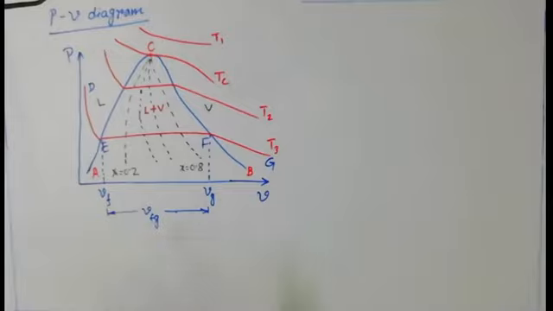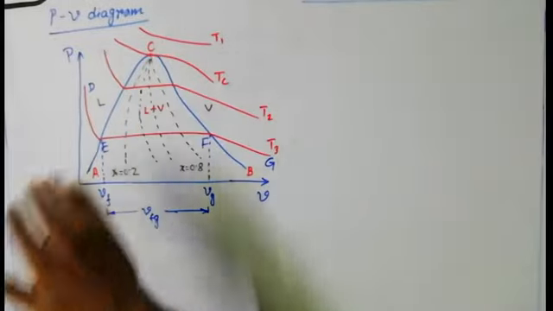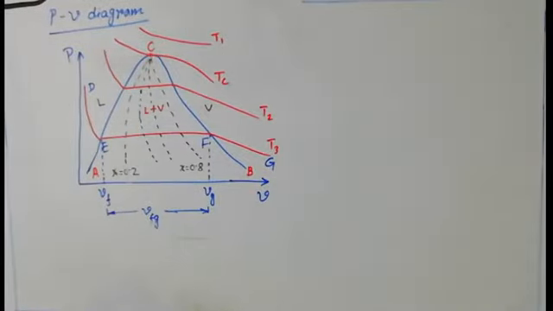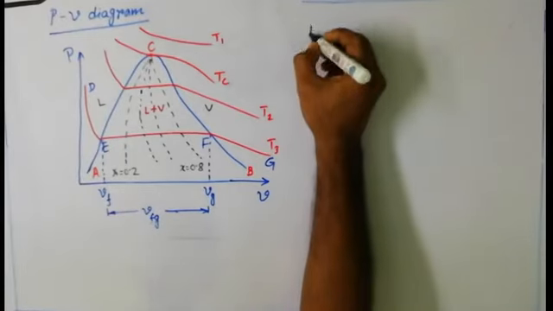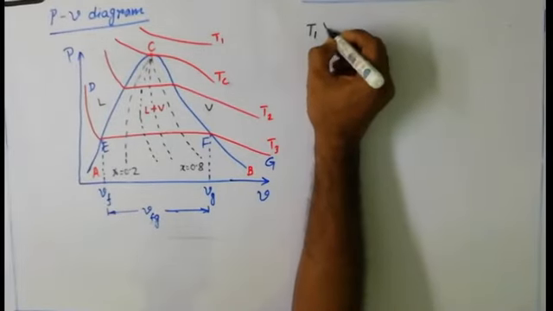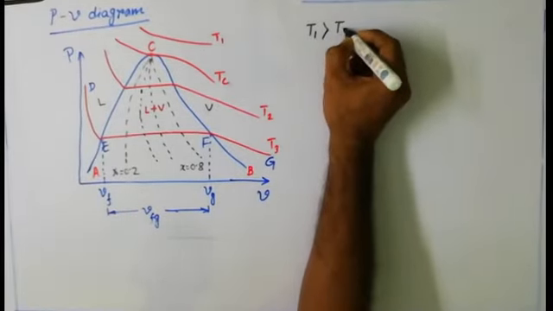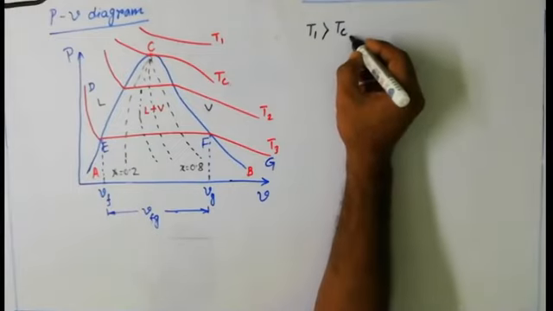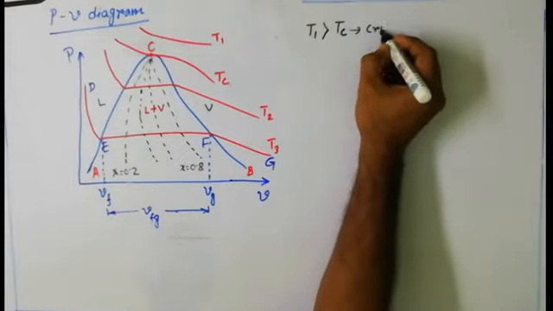Okay, so there are some points I should clarify on this diagram. I will go slowly, because if we move slowly, it will be much easier to understand all the things. First of all, I should clarify that T1 is a temperature which is greater than Tc. Tc means critical temperature.